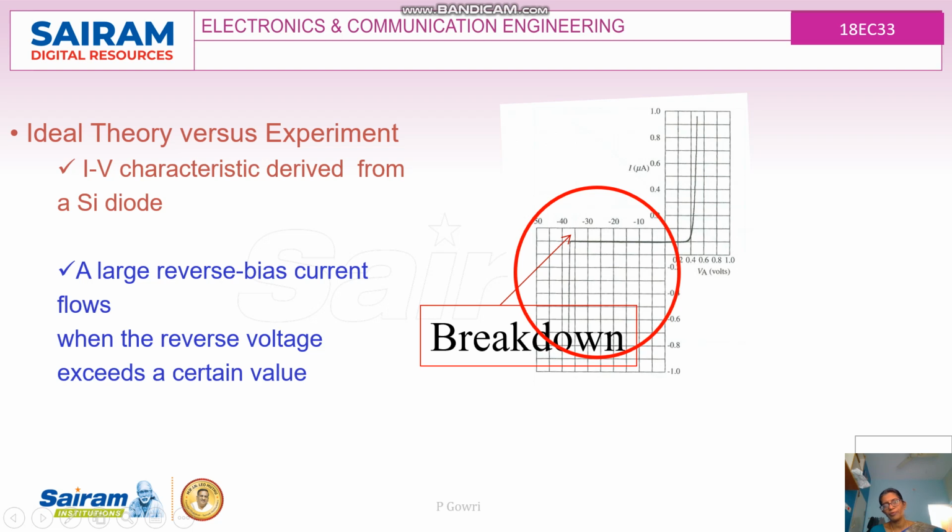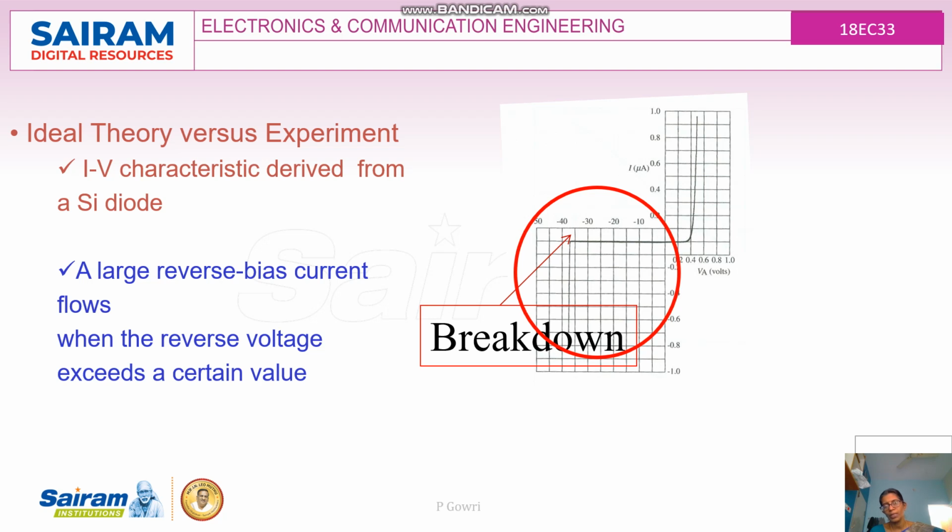Now when the input voltage is increased, the current remains constant. So the reverse current is only due to the movement of the charge carriers which are created due to the thermal process. So there is no relation between the applied voltage and the developed current. The current will be constant throughout the reverse bias region.